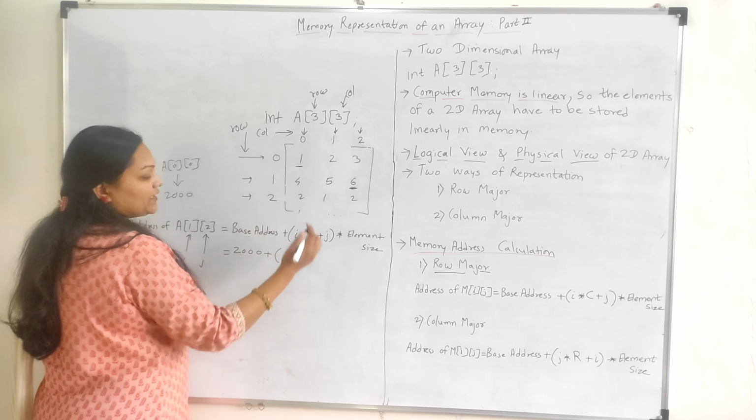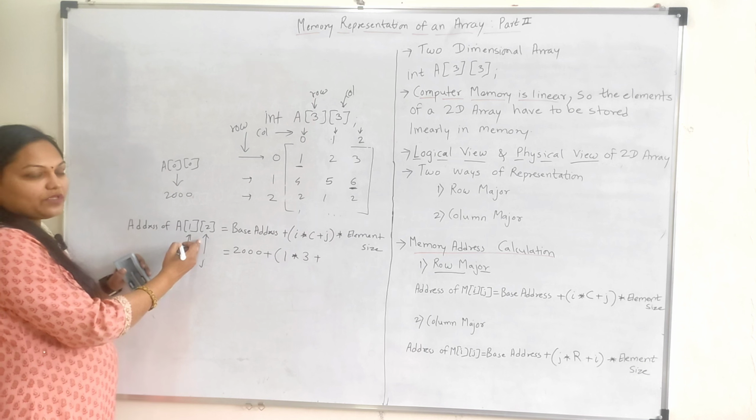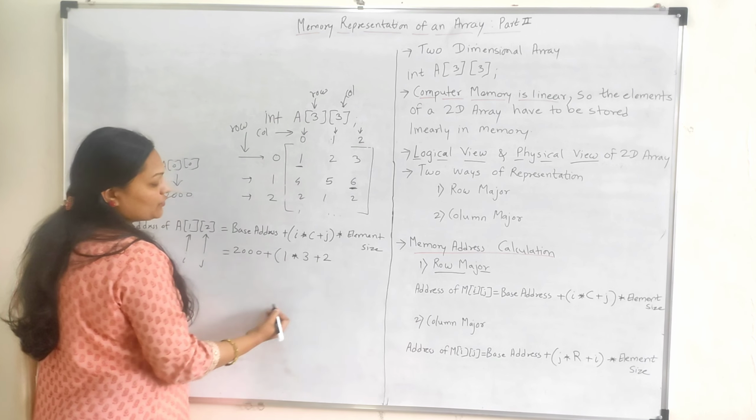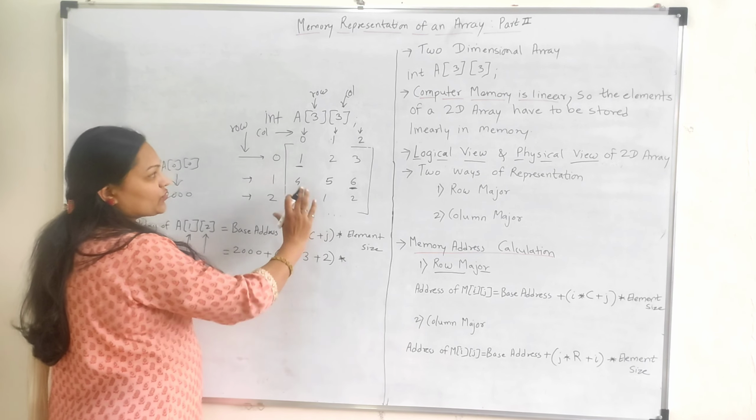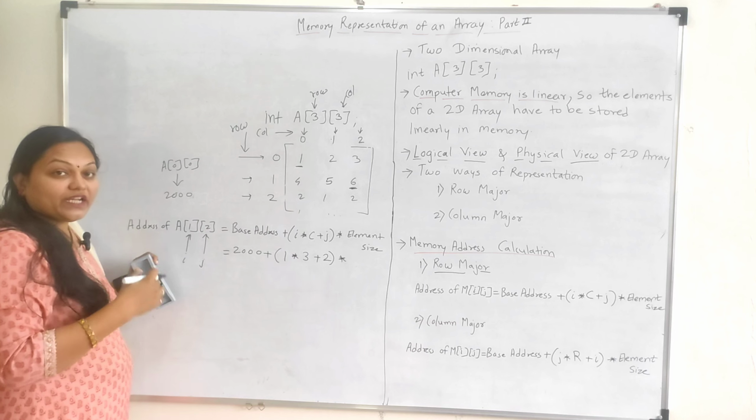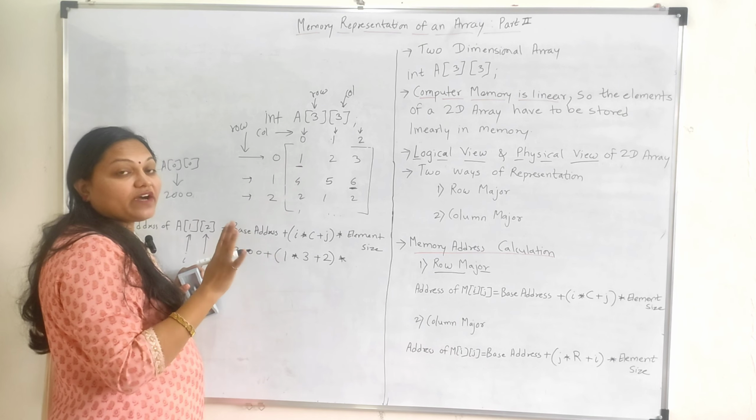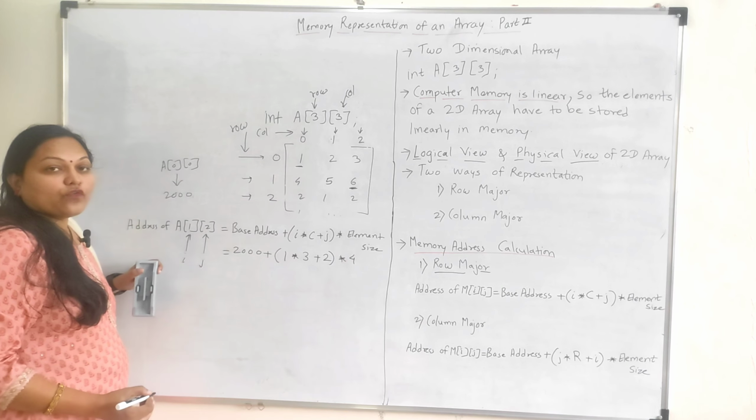C is the number of columns in this matrix. So 3 columns are there. So 3 plus, what is the value of J? J means column number. Okay, column number is 2, which is given here. Into element size. In this matrix we are storing integer elements, and to store one integer element we require 4 bytes. So we can consider element size as 4.